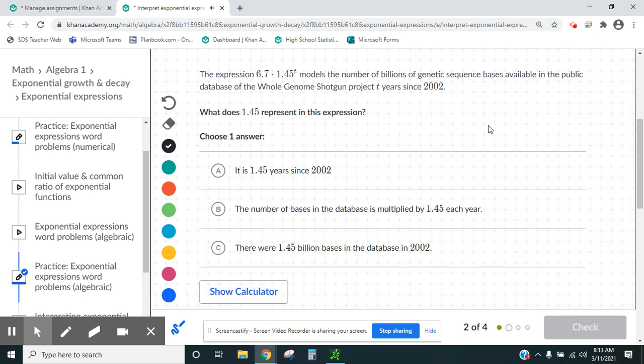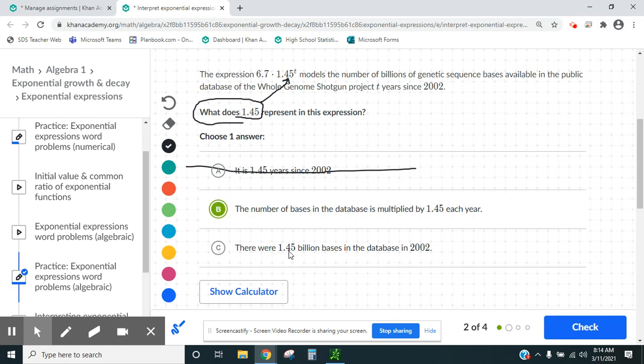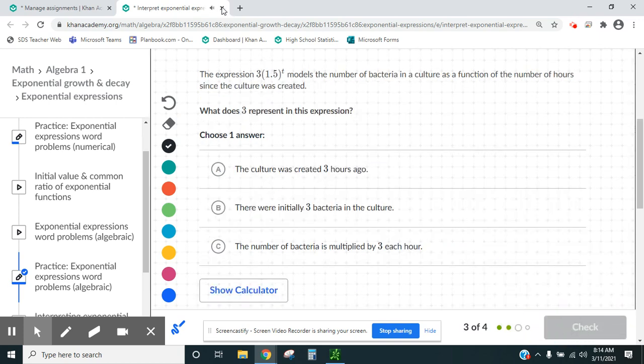Okay, let's do another one. 1.45 is what they're asking about now. The expression models the number of billions of genetic sequence bases available in the public database project T years since 2002. What does 1.45 mean? Yeah, it's not the time. The number of bases in the database is multiplied by 1.45 each year? Yes. This would be if there was 1.45 right here instead. Okay, let's move on.